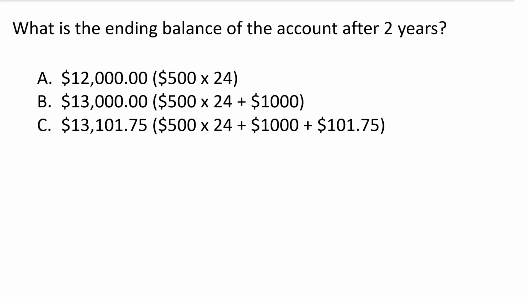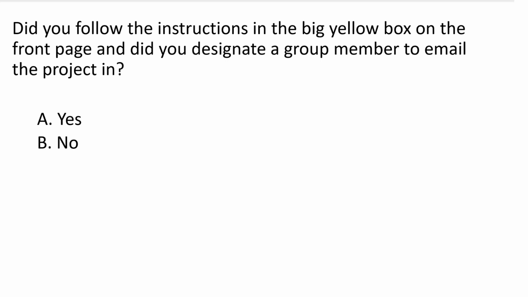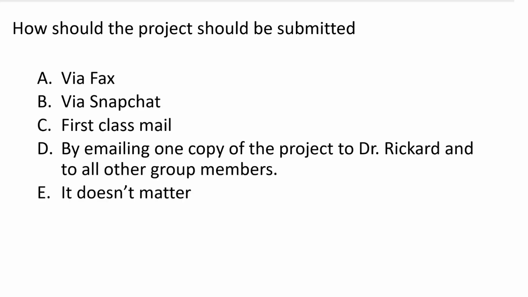All right, now just a couple questions that I usually ask in class to make sure you're following the instructions for the group project. Did you follow the instructions in the big yellow box on the front page, and did you designate a group member to email the project in? Hopefully the answer there is yes. If you haven't, do those things. Next, how should the project be submitted? The correct answer here is D, by emailing one copy of the project to me and to all of the other group members.